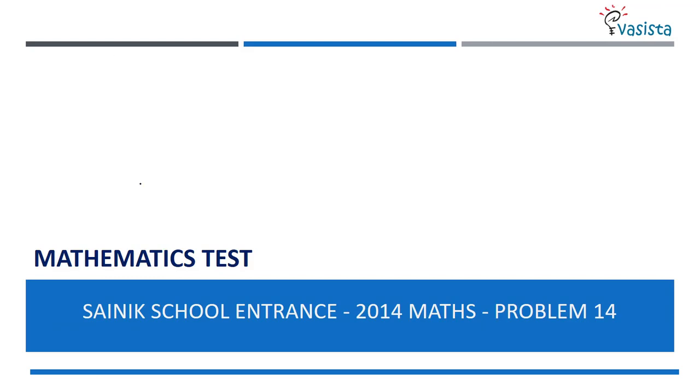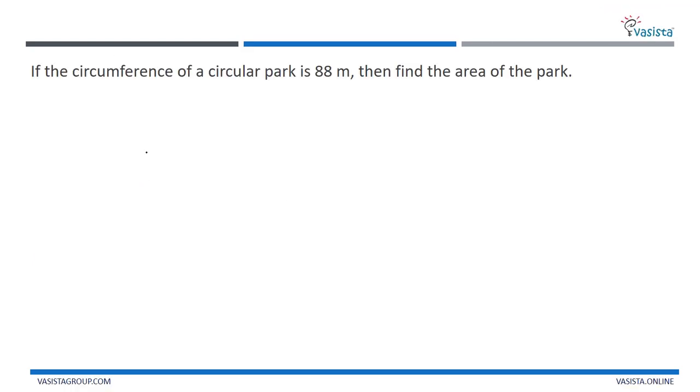Fine, let me go with problem number 14. If the circumference of a circular park is 88 meter, then find the area of the park. So this is what they have given. This is the circumference of a circle, 88 meter, and we are supposed to find the area of the circular park.